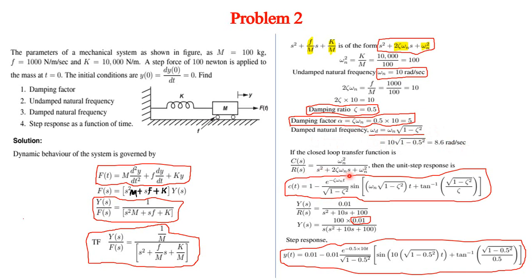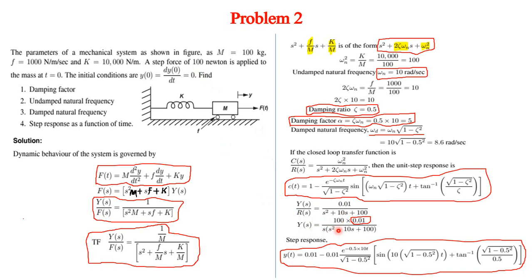This is the formula for the unit step response if the closed loop transfer function is of this form. C of s is replaced by Y of s, and 1 by m is 1 by 100, that is 0.01. So s square plus 10s plus 100. Just substitute this f by m and k by m. We have already done that here. Here R of s is not 1 by s, it is 100 Newton, so 100 by s.